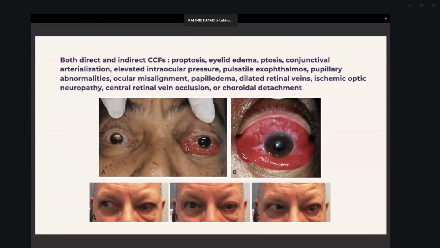Okay, so just to show you, both the direct and indirect CCFs can have proptosis, eyelid edema, ptosis, conjunctival arterialization, which I'll specify further on the next slide. Okay, elevated intraocular pressure, pulsatile exophthalmos, check the pupillary abnormalities. Just to check the cranial nerve function, any ocular misalignment, papilledema, if you have access to the fundus photos. Okay, dilated retinal veins, ischemic optic neuropathy, central retinal vein occlusion, or choroidal detachment.